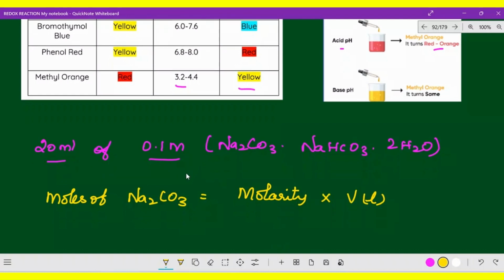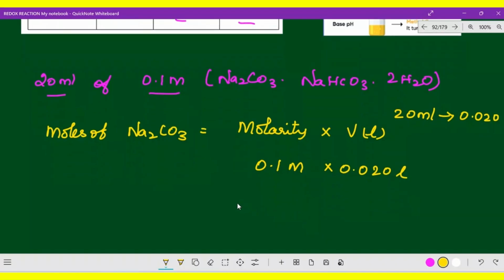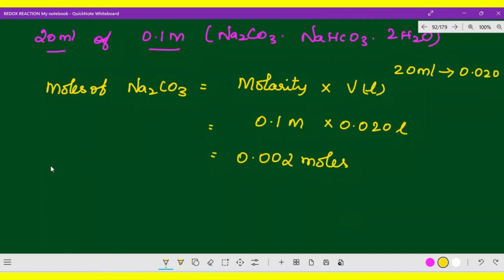Okay, so molarity, it is what they have given, 0.1 M, into volume of solution in liter, it is 20. So 20 mL we can convert into liter. It is 0.020 liter. So you will get that Na2CO3 moles, how much it is? Here actually 0.002 moles. Right.